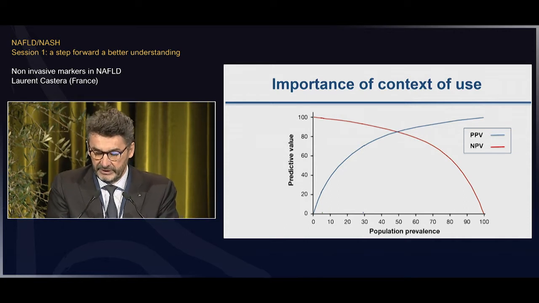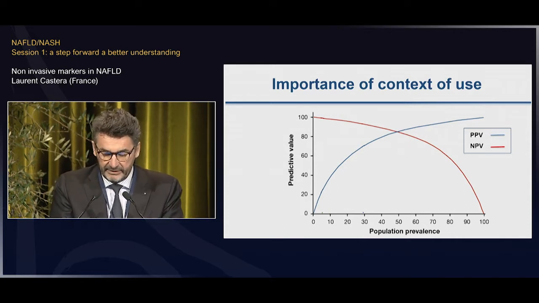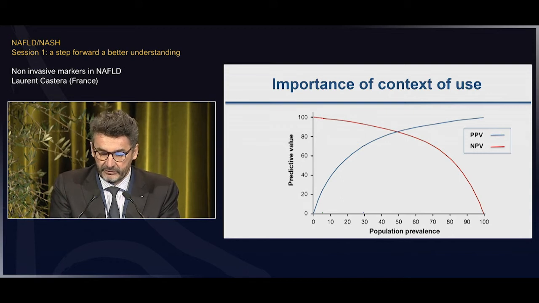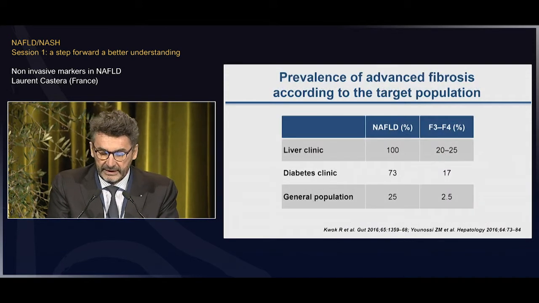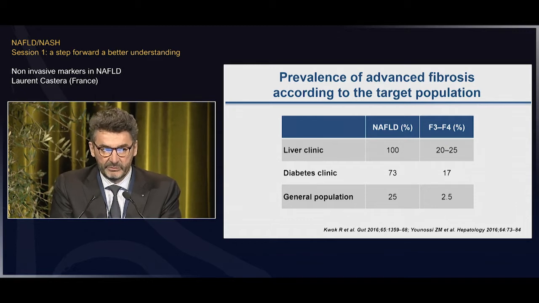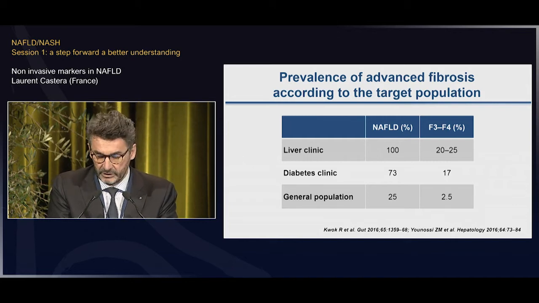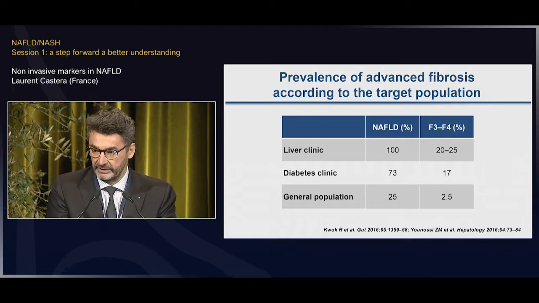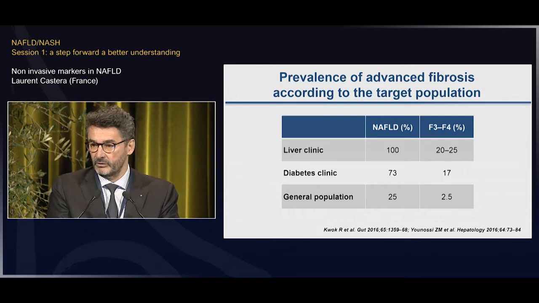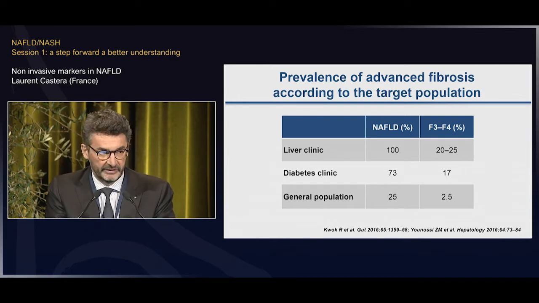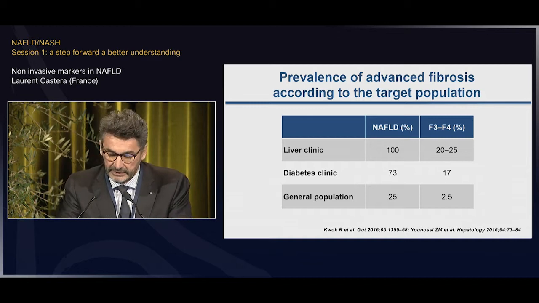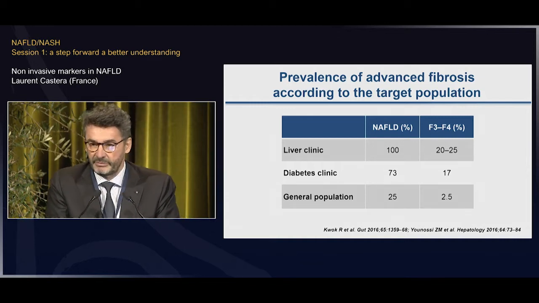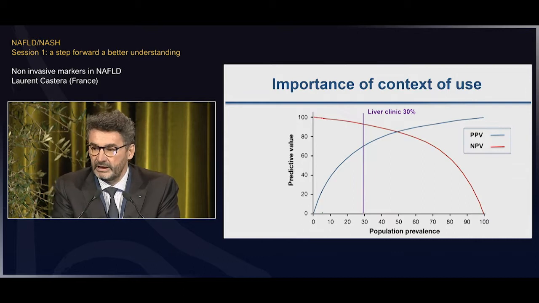The blue is the PPV, the red is the NPV, and this is the population prevalence of what you're studying. Let me remind you the prevalence of advanced fibrosis is highly variable according to the context. High in the liver clinic where we work, but look, in the general population it is below 5%. So 25% of the general population has NAFLD, but the severity is low. Only a minority have advanced fibrosis. Now, if you're targeting the diabetic clinic, you can see it's intermediate, but still quite high. So let's see how it translates.